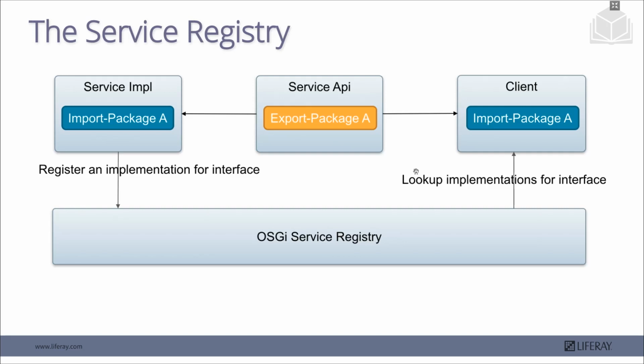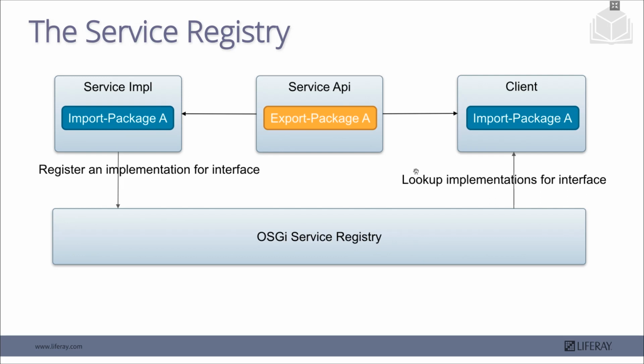So let's take a look at this diagram here of an OSGi service and how the service registry plays a role in all of this. Let's first start off with the service API. The API is nothing different than what we've seen before. In this case, the package that contains the interface is going to be exported. When we export the package, it's made available throughout the OSGi container.